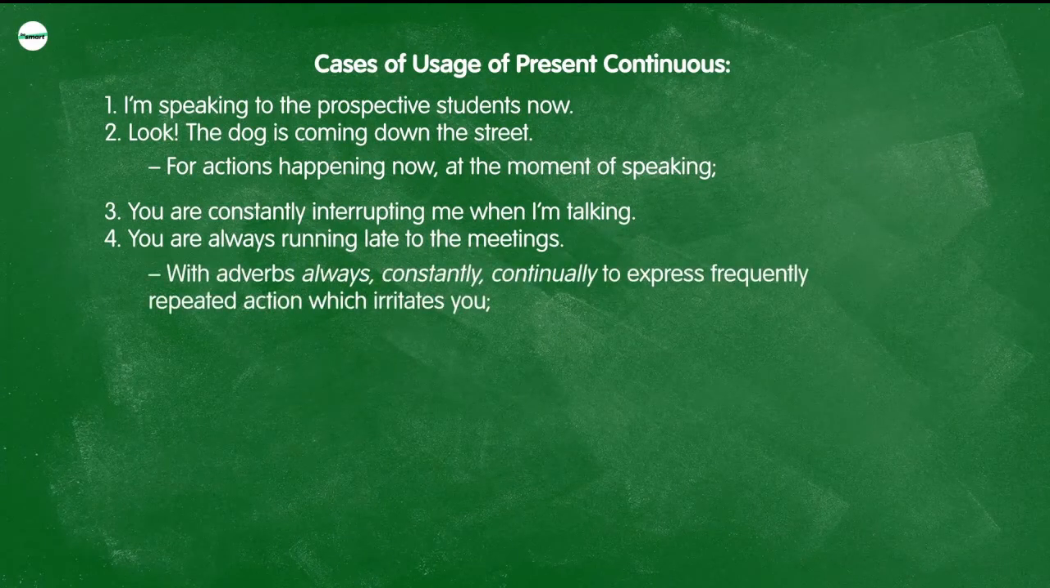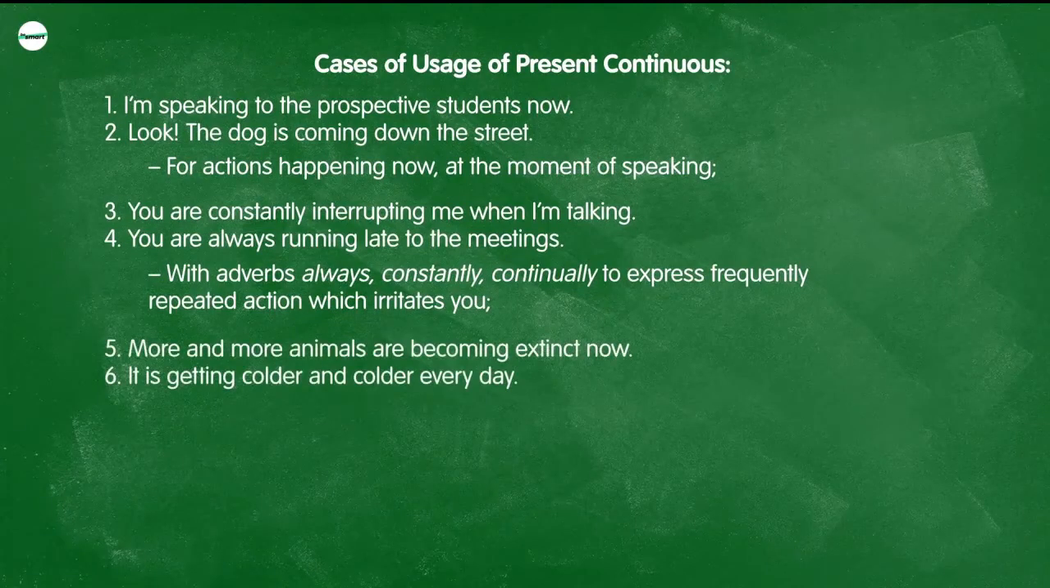And here, I am talking about a habit. I am talking about something that happens all the time. But here it is something that annoys me, that irritates me, something that makes me angry, which is why I am using the present continuous instead of the present simple.